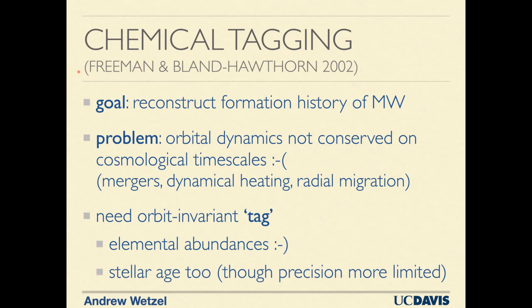I'll also add, just in passing, that in principle stellar age also provides a record of when the star formed, and you can use that as a tag. Again, there have been tremendous advances there, but currently it's much easier to measure precise elemental abundances than it is to measure precise ages for large numbers of stars. So for the foreseeable future, I think the easiest approach here will be in the abundances.